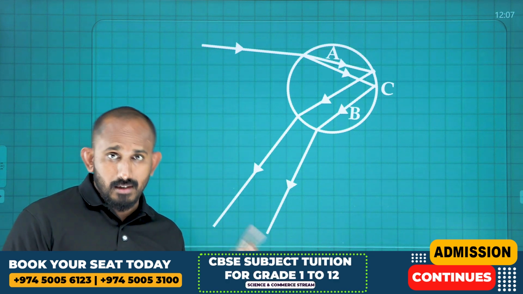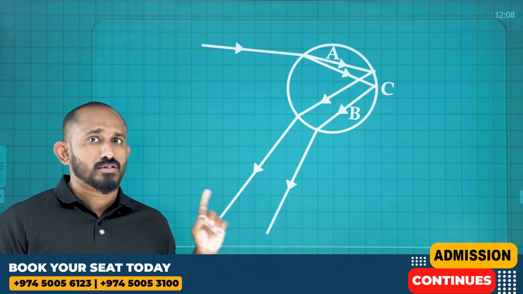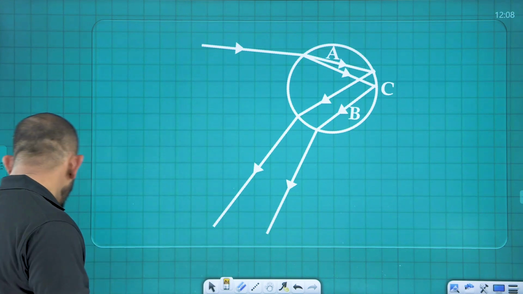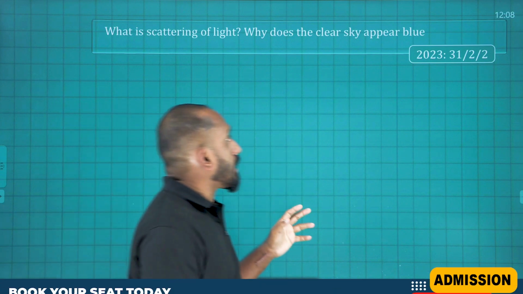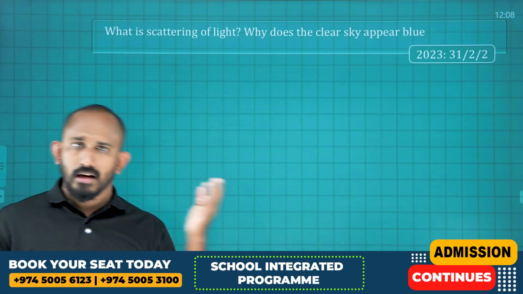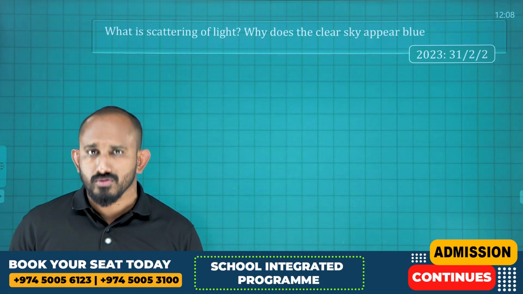So please be careful on this diagram based questions from this chapter. Next question is, what is scattering of light? Why does the clear sky appear blue? Concept already done in other questions. So in one other region, the same question came.